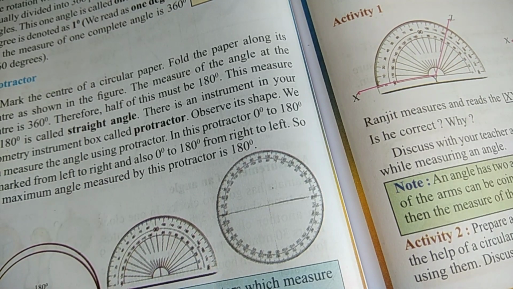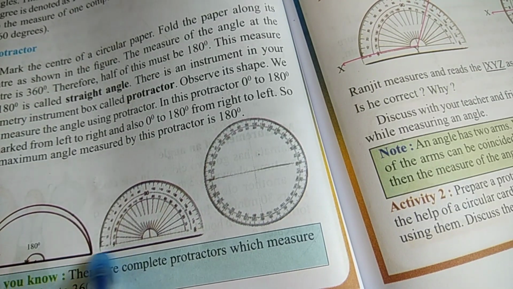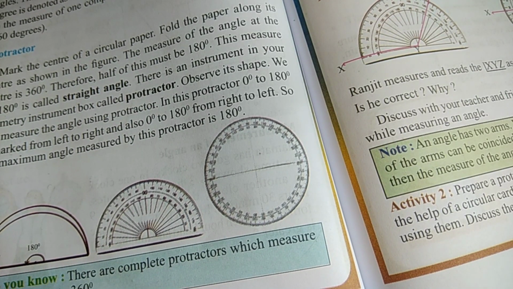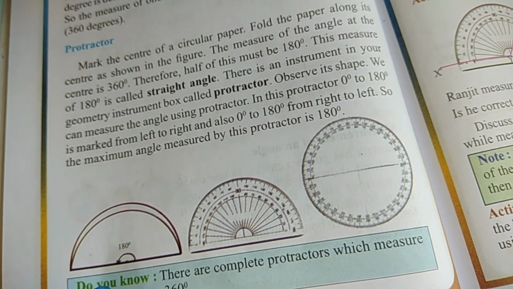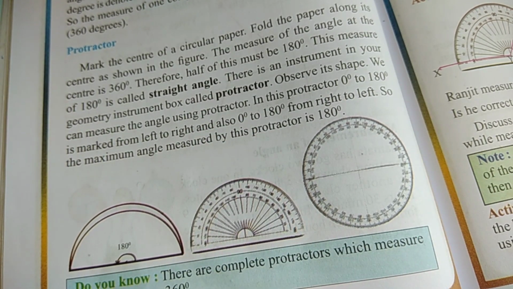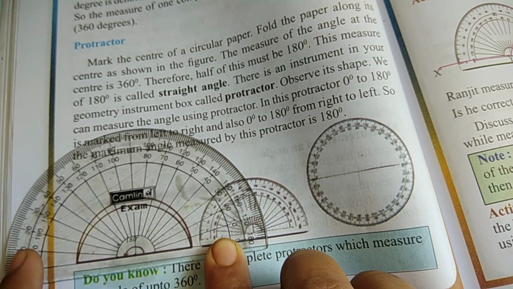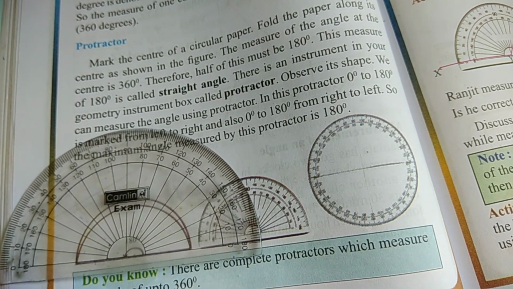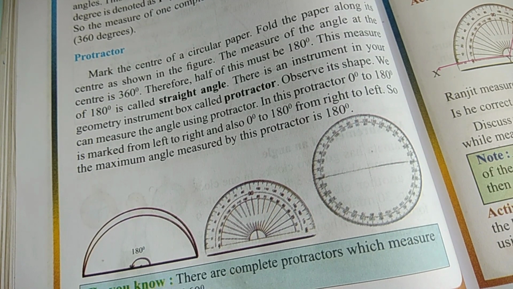See children, see the down line. If you fold it, that straight line we call a straight angle. Straight line means what here? Straight angle. Observe the shape. Can you measure the angle using the protractor? If you measure this one using the protractor, how much will it come? Tell me. This is exactly 180 degree. There are also complete protractors which measure angles up to 360 degree.